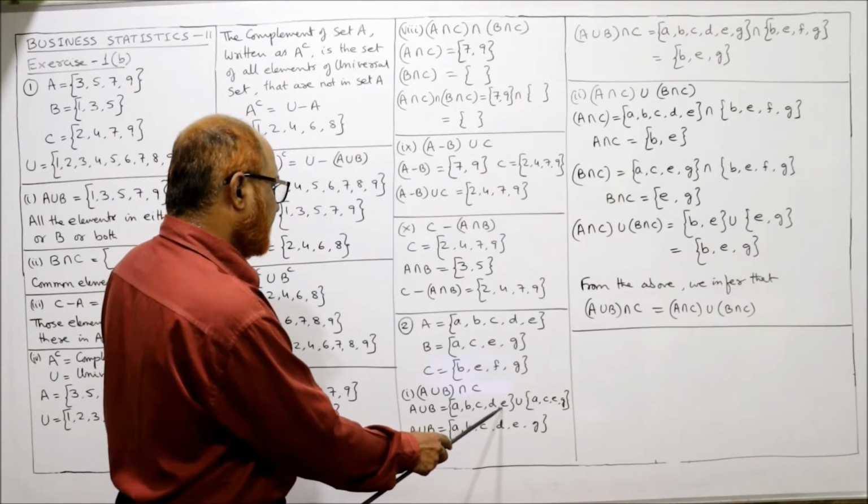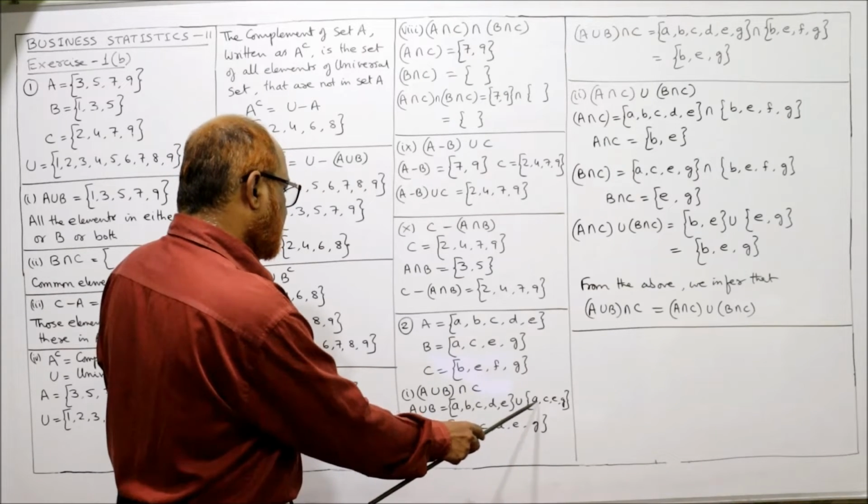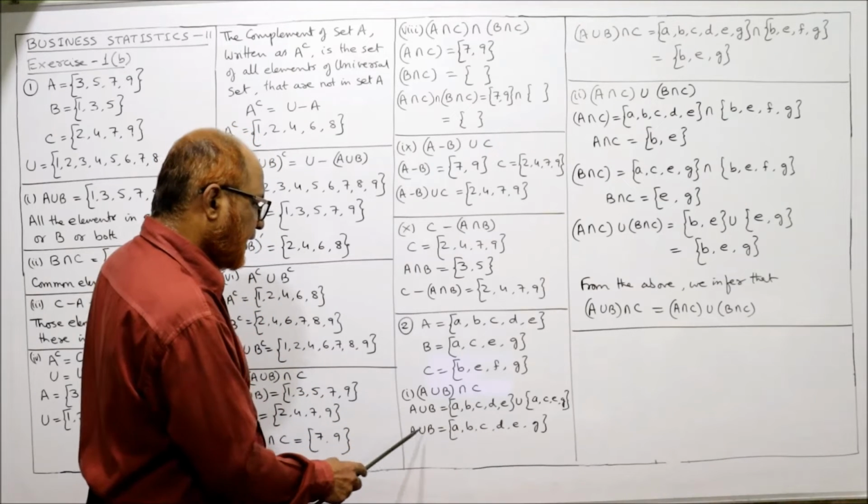A, B, C, D, E. Then union C. What is C? First of all, I am calculating A union B.